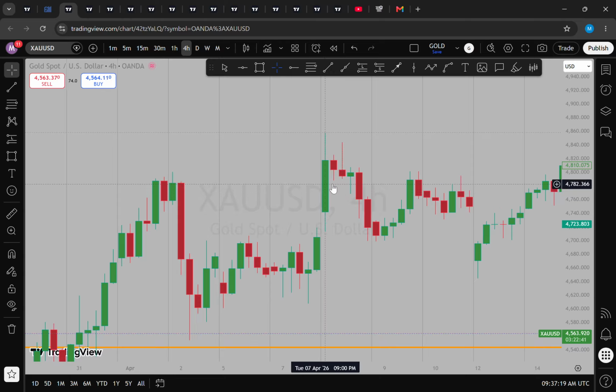Okay, this candle right here, this big candle right here. We have a wick at the top and we have a wick below. This candle printed for 4 hours because we are on the 4 hour time frame. So every single candle is printed for 4 hours.